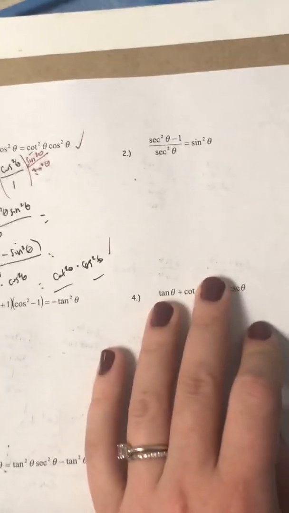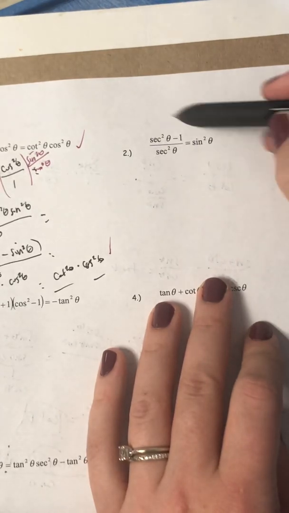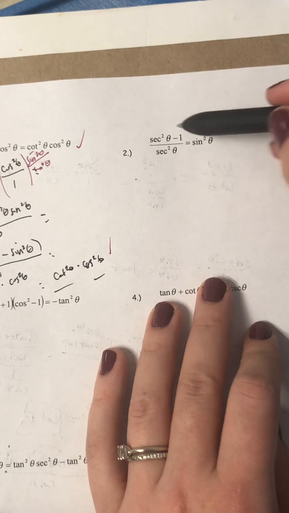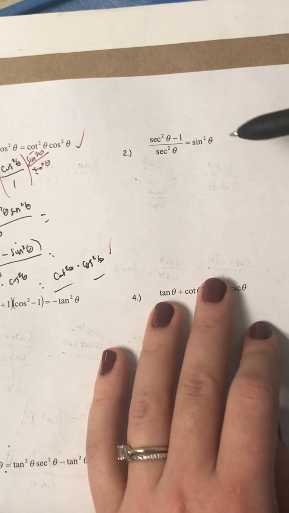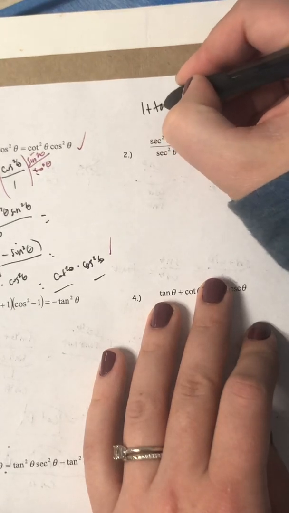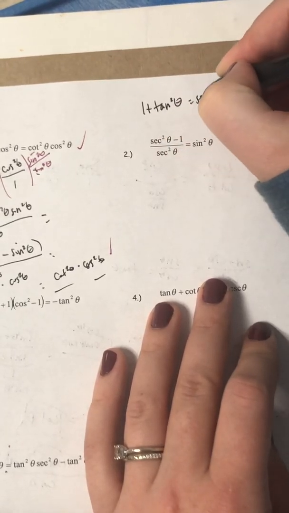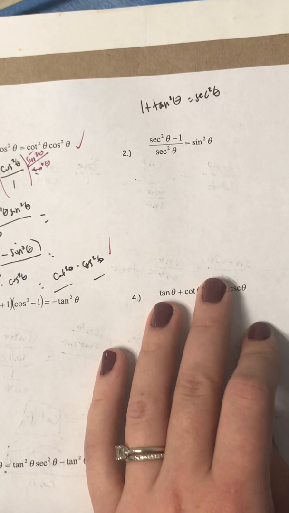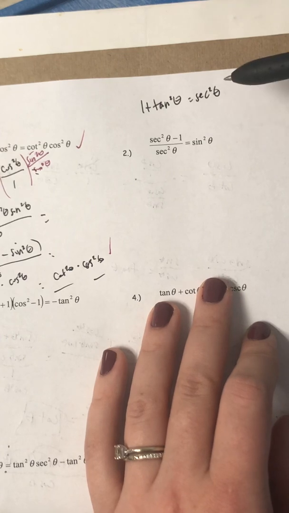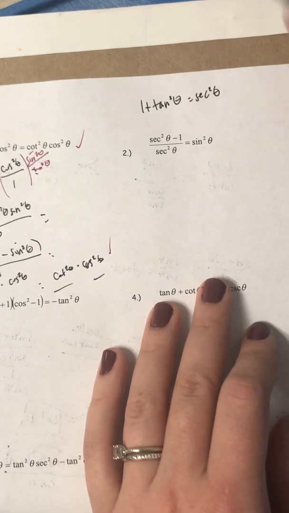So what I'm doing first is I'm noticing this looks like one of my identities. Which identity has to do with secant squared minus 1? So I'm trying to think about it, and I remember it's that 1 plus tangent squared theta equals secant squared theta. And as I mentioned to a few of you guys in person, I'm going to mention again, I always write the identity at the top to remember how I need to rearrange this to get it to be what I want it to be.